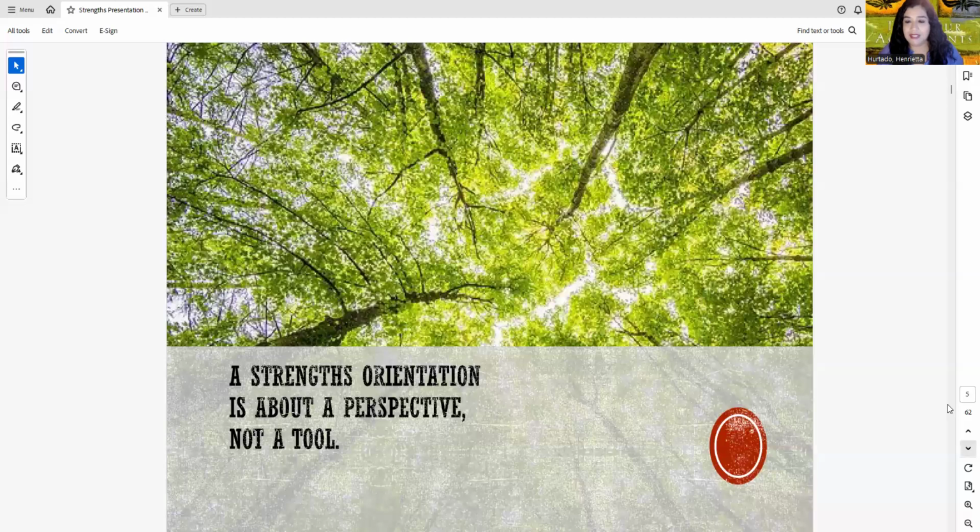A strengths orientation is about a perspective, not a tool. A perspective is unique to each individual. So this assessment, or the awareness of your strengths, gives you exactly that perspective. And that's what we're going to focus on, your perspective.